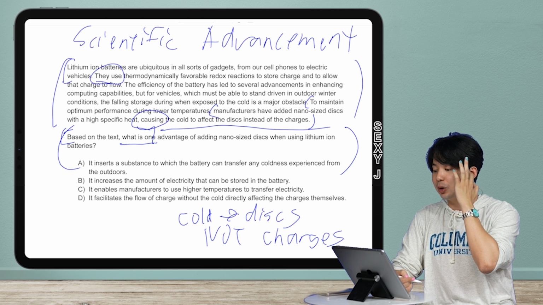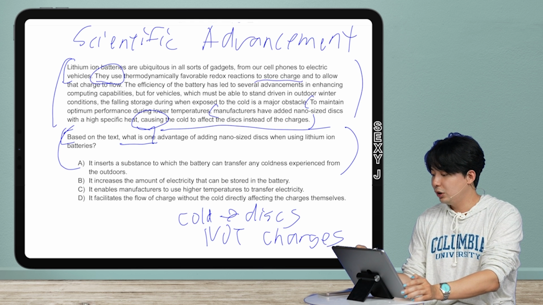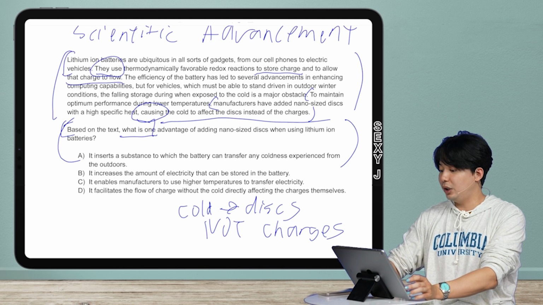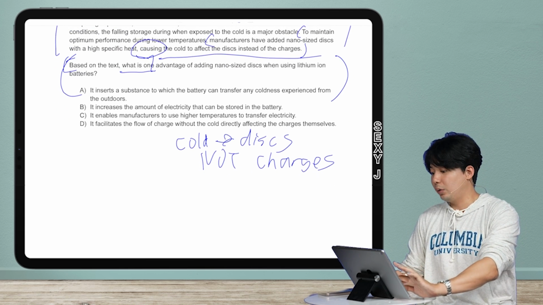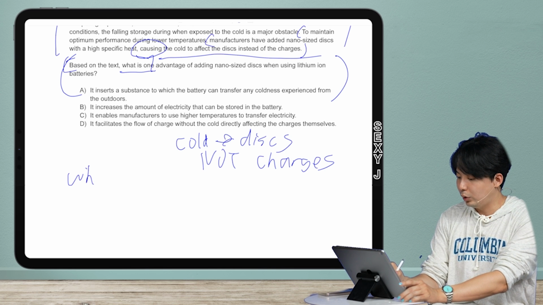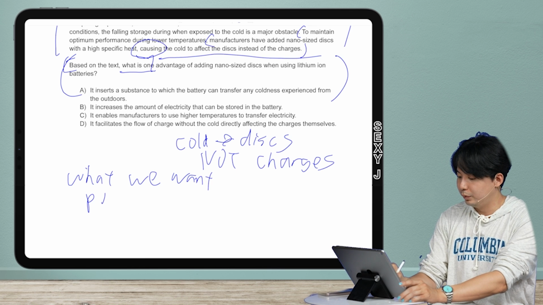Lithium-ion batteries are supposed to do something. What are they supposed to do? They store charge and allow the charges to flow. So this is going to be the advantage. And this is how it goes on the regular SAT: there is what we want, there's a problem, and there's a solution.